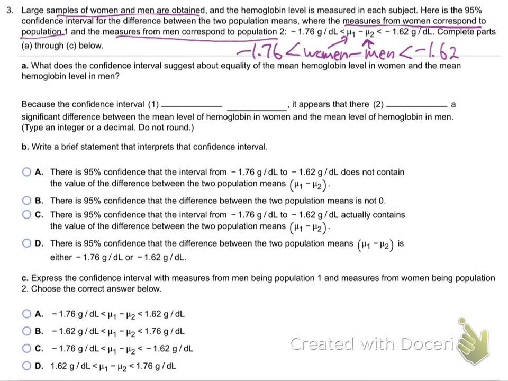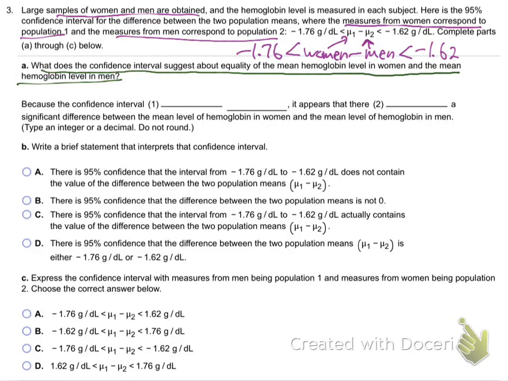Okay, so how's this going to work? What are we trying to do here? Well, what does the confidence interval suggest about equality of the men's hemoglobin level and the women's? Okay, well, I made a sheet.